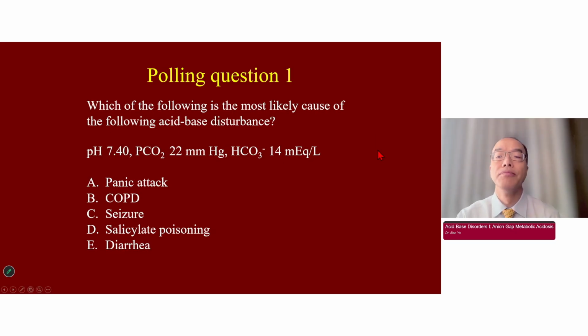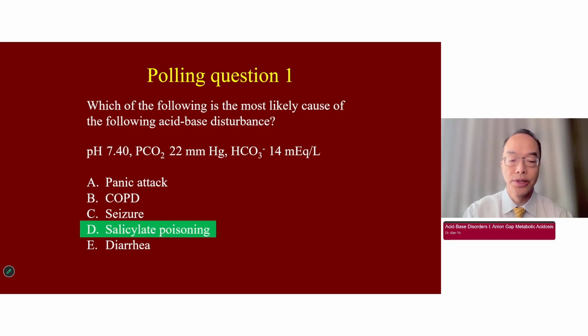Okay, so most of you, all of you have chosen salicylate poisoning, which is what I would agree with. A couple of diarrheas and a little bit of COPD. So salicylate poisoning is the correct answer. I don't have an explanatory slide, so let me just go over this. So here's the key. The pH is 7.40, which is normal.